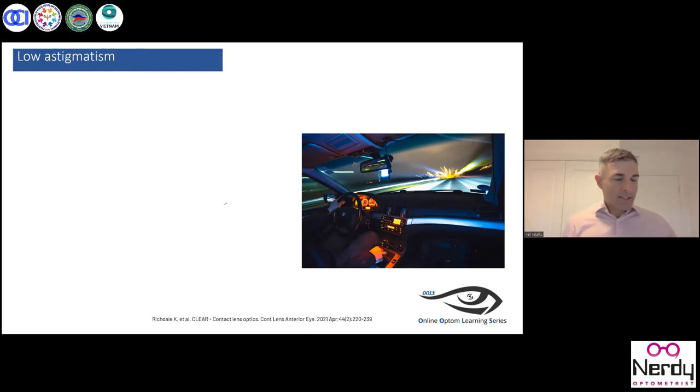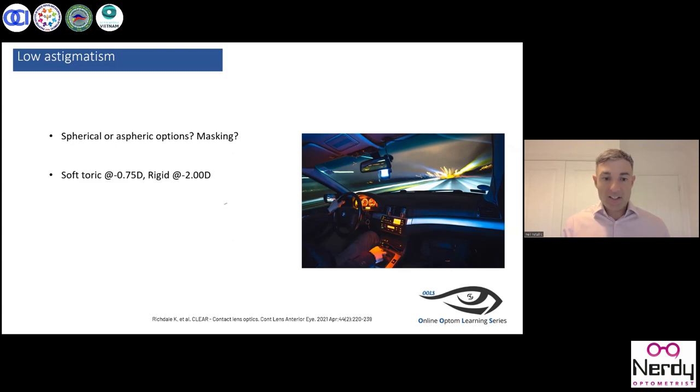What happens if they've got low astigmatism? Should we go for a spherical or an aspheric design? The research is a bit mixed here; people don't necessarily appreciate aspheric more than spheric. Some prefer one, some prefer the other, and I guess that depends on their natural level of spherical aberration. Aspherics are designed to take the average level of spherical aberration, 0.18, and start off trying to deal with that. But what is clear in the research now is that trying to mask a small amount of astigmatism with a soft lens doesn't really work. So, for example, when you're doing mean spherical error to account for astigmatism, what you're best doing is putting in a toric lens.